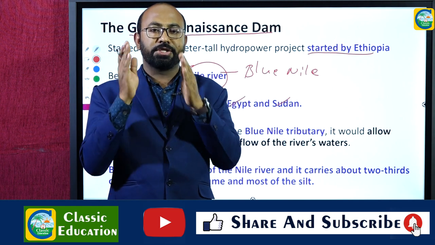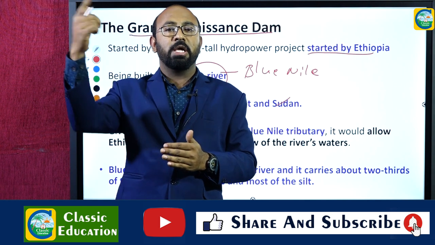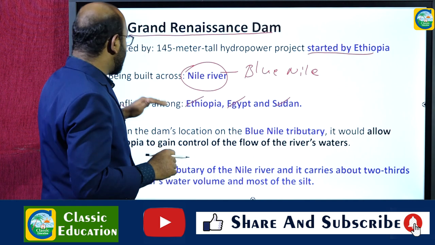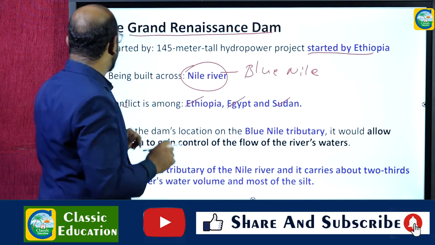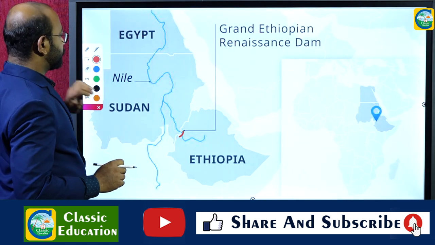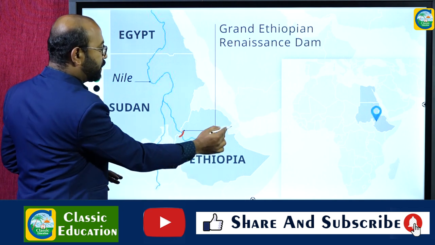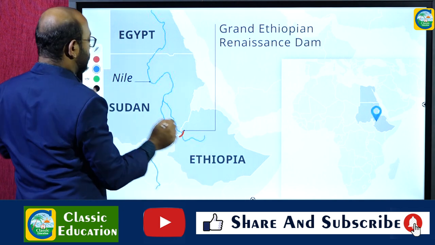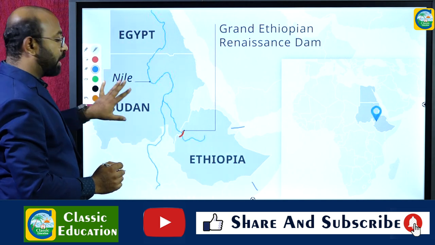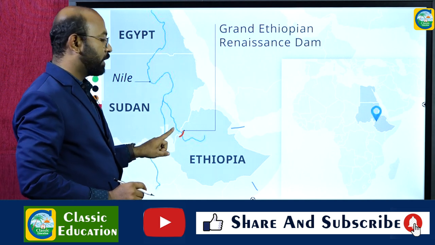If Ethiopia constructs the dam across the Blue Nile, there will be reduced supply of water to the other low-lying countries like Sudan and Egypt. Because of this Egypt and Sudan are worried. So let's look at the map of this dam. This is the Horn of African region. This is Somalia, this is Ethiopia, this is Djibouti. Right, this is Djibouti, this is Somalia, this is Ethiopia, this is Egypt and this is Sudan. This is where the Grand Renaissance Dam is being built by Ethiopia.